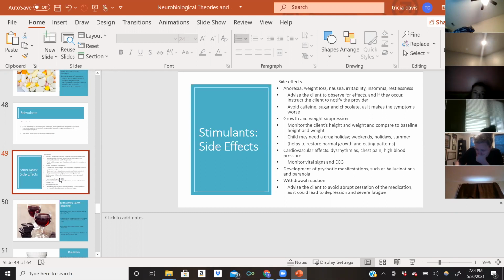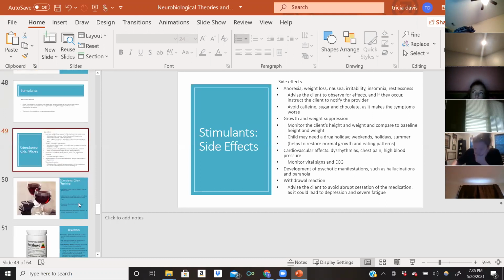Cardiovascular effects, it can cause certain dysrhythmias, chest pain, high blood pressure. So you want to make sure you're monitoring their vital signs and do a baseline ECG before they start, and then probably periodically per the provider throughout treatment. You want to watch for the development of psychotic manifestations, so hallucinations and paranoia. And then you want to watch for a withdrawal reaction. So advise the client to avoid abrupt cessation of the medication, as it could lead to depression and severe fatigue.